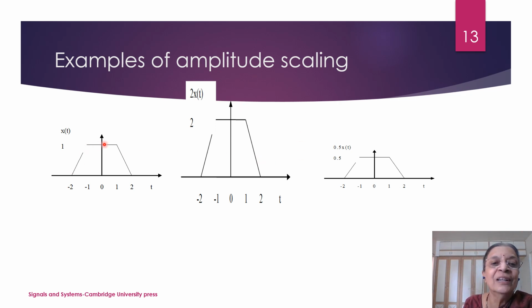This is the signal x(t), which has a maximum value of 1. Now consider 2x(t). 2x(t) means the corresponding amplitude is increased by a factor of 2. Here the amplitude is increased by a factor of 0.5, so it is made half. This is what we call amplitude scaling. This has a normal meaning, so we can easily understand that.